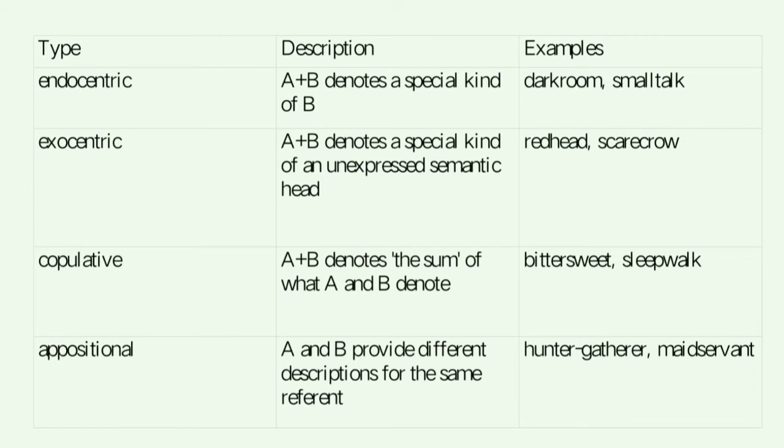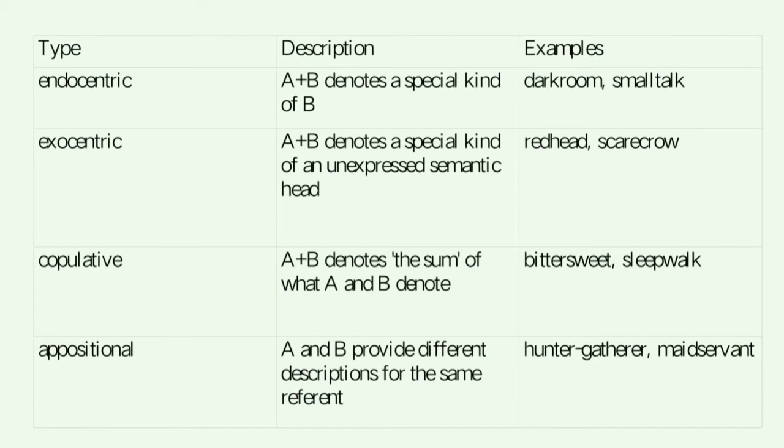The second one is exocentric. The description: A plus B denotes a special kind of an unexpressed semantic head. Kata yang pertama dengan kata yang kedua tidak mengekspresikan dari head atau kepala. For example, red head. Red head ini tidak mengekspresikan arti dari masing-masing kata baik itu red atau head, tetapi menghasilkan arti lain. Bisa dikatakan arti tidak ada pada kedua kata.